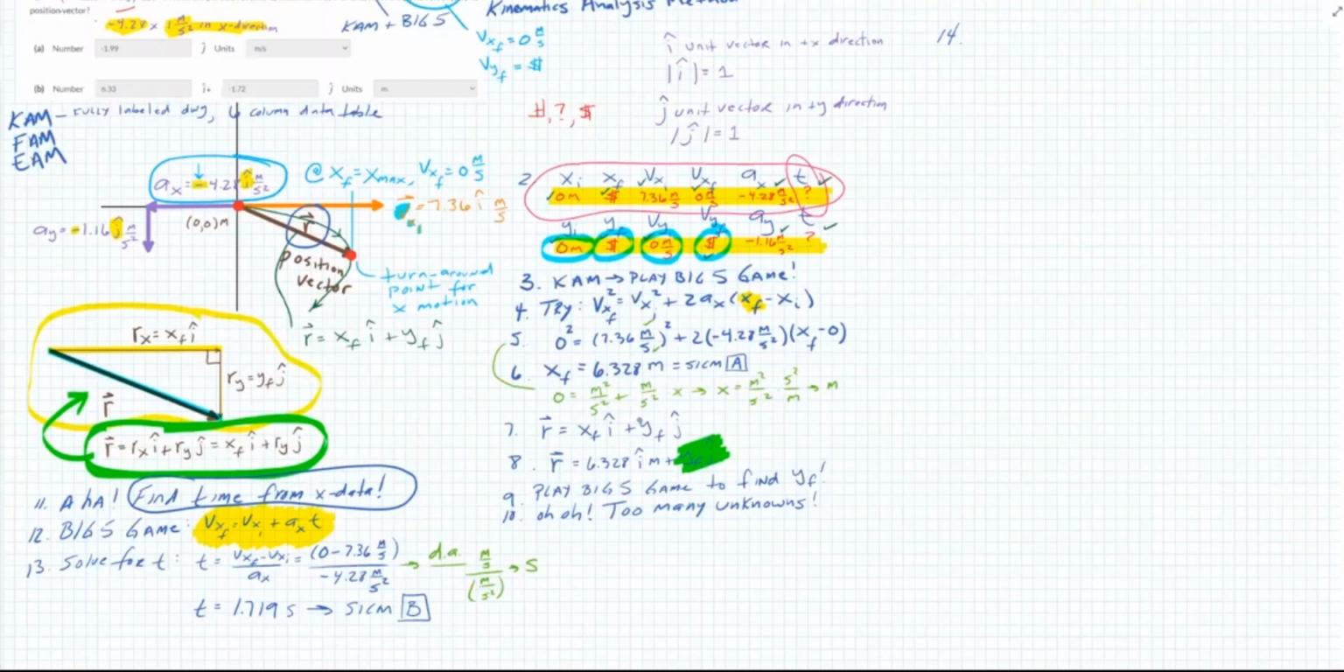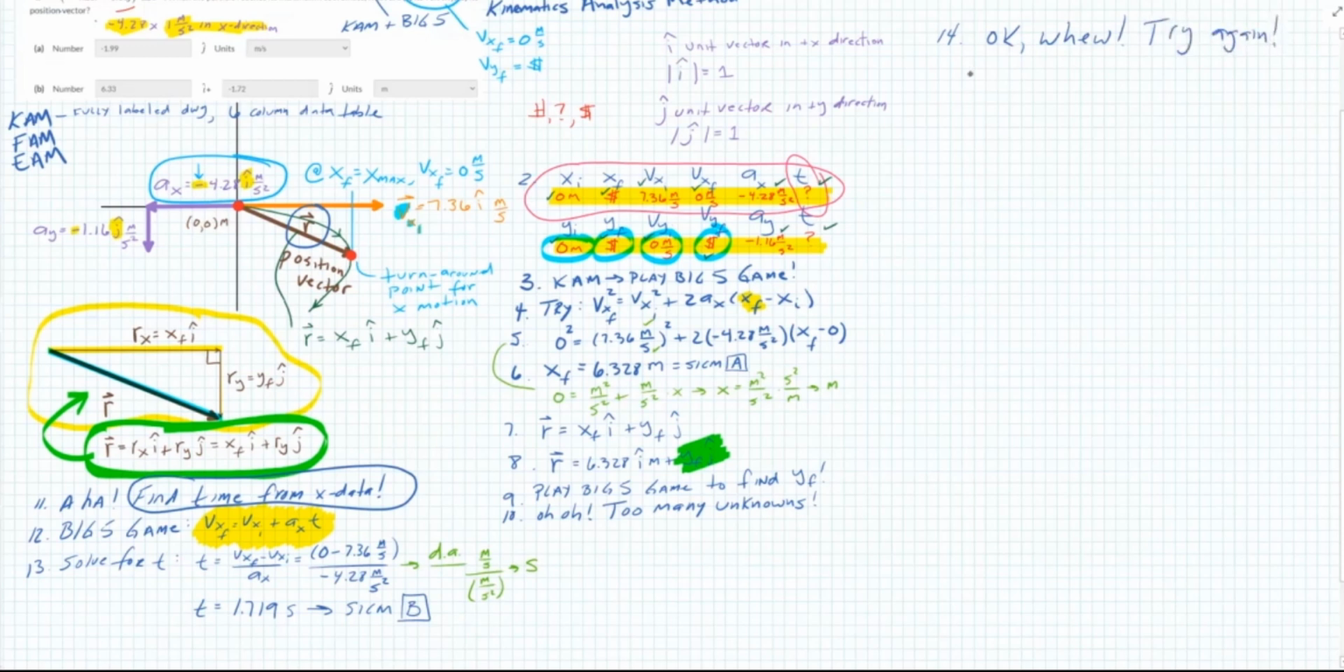We know when this particle hits that turnaround time in the X dimension. Now let's go ahead. Here I said play Big 5 game to find Y final. Too many unknowns. I'm going to say, okay, phew. Try again, because I know time.